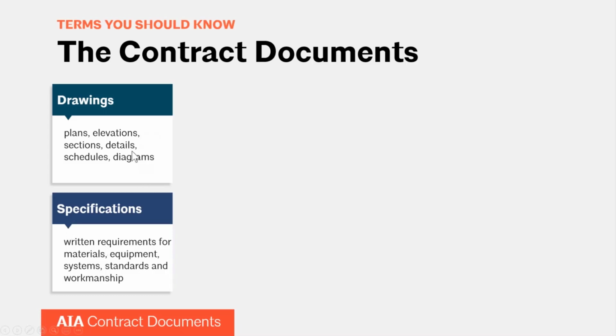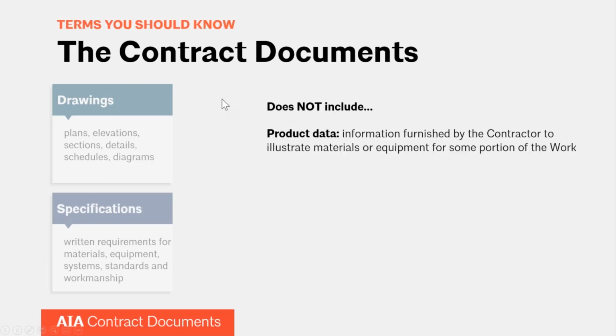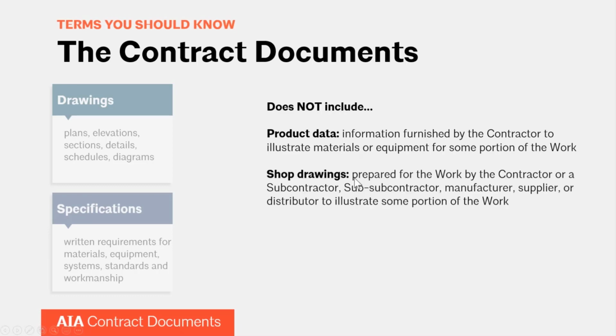So the reason I brought these out is because they can often be conflated with some things that are not included in the contract documents. So while the contract documents often include drawings and specifications, they do not include, and in our A201 exclusively do not include, three things. The first is product data. So it's just going to be the information given from the contractor to illustrate particular materials or equipment. So it's just going to elaborate on some portion of the work.